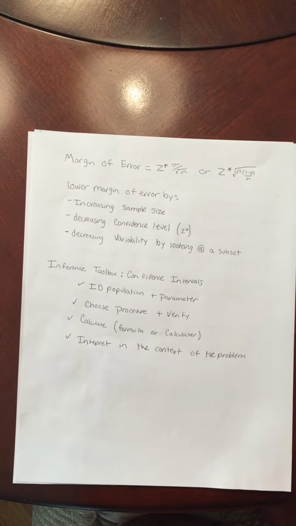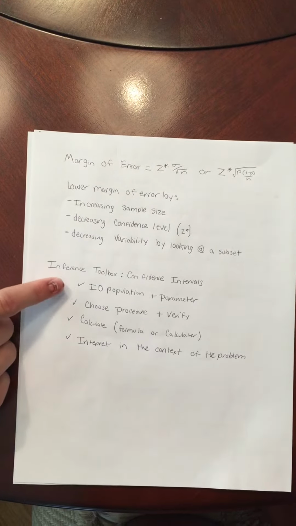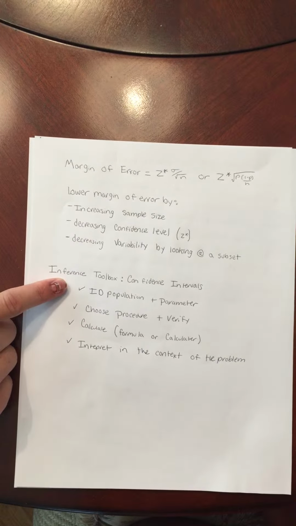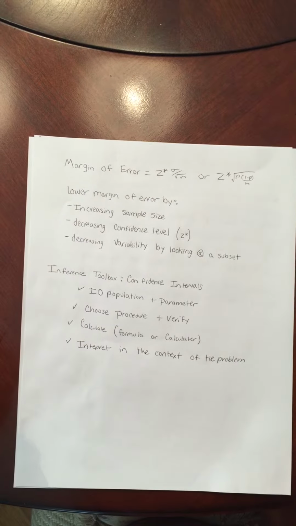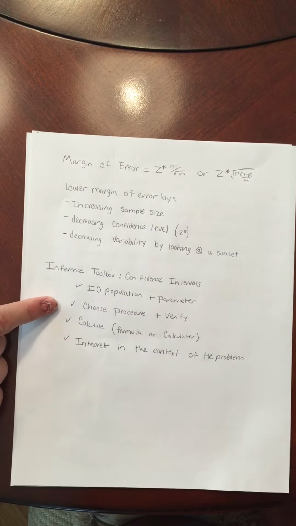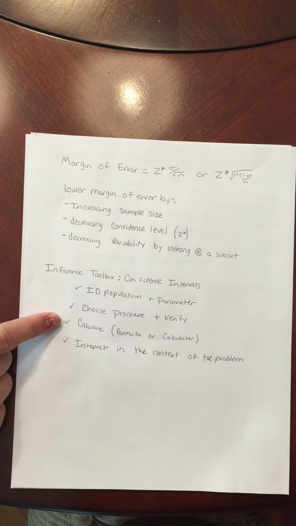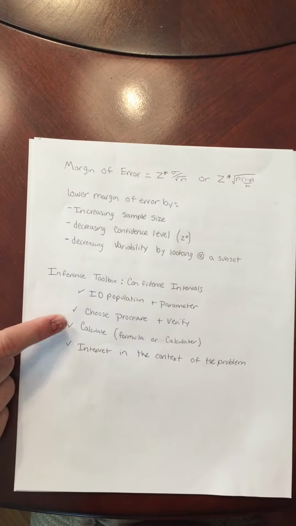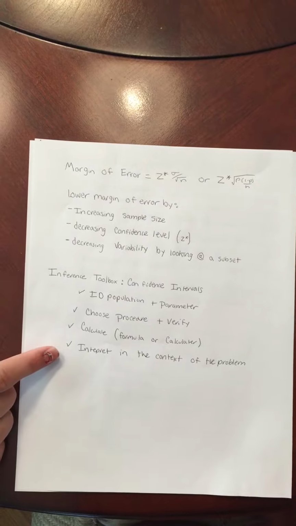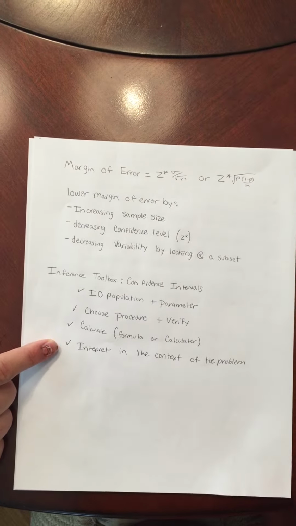The first step in the inference toolbox is to identify the population and parameter, who or what. The second step is to choose procedure and verify conditions. The third step is to calculate. You can either use the formulas given or a calculator. And the fourth step is to interpret it in the context of the problem.